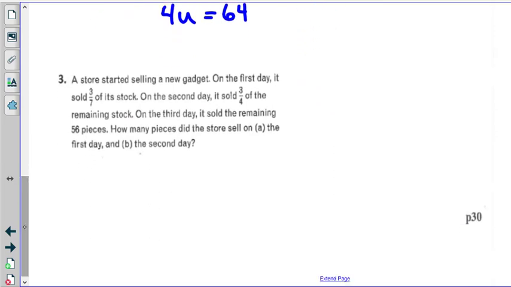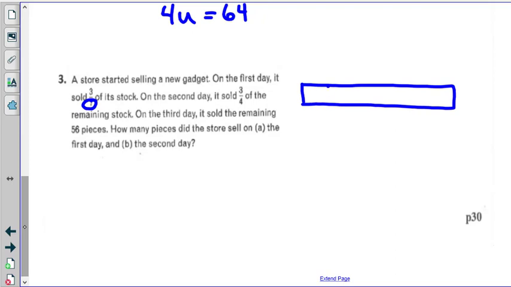A store started selling a new gadget. On the first day, it sold 3/7 of its stock. On the second day, it sold 3/4 of the remaining stock. On the third day, it sold the remaining 56 pieces. How many pieces did the store sell on the first and the second day? On the first day, it sold 3/7. So that 7 is going to tell us how to originally draw the before. This is what we had to start with.